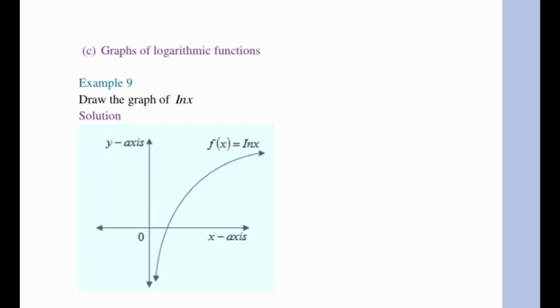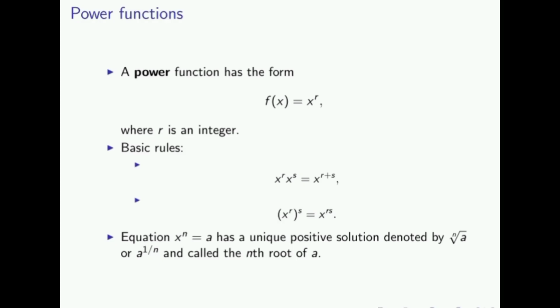Graph of the logarithm is shown here as the natural logarithm. Another one is the power function. A power function has the form f of x is equal to x to the power r, where r is an integer. Basic rules: x to the power r times x to the power s is equal to x to the power r plus s. x to the power r, in brackets to the power s, is equal to x to the power rs. The equation x to the n is equal to a has a unique positive solution denoted by the nth root of a.